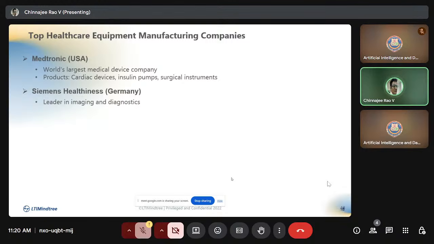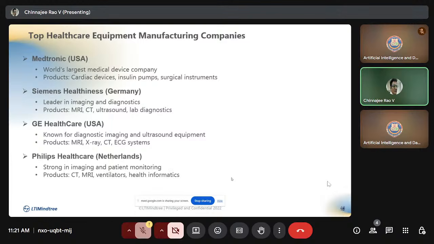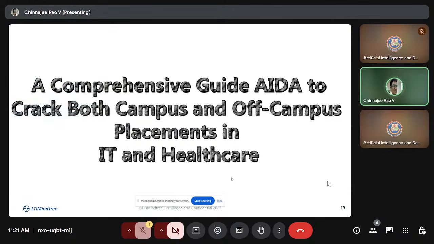They are leading imaging and diagnostic equipment like MRI, CT scan, ultrasound, and lab diagnostic tools. Then GE Healthcare, mainly for diagnostics and ultrasound: MRI, X-ray, CT, ECG, etc. Same way Philips, also CT, MRI, ventilators, healthcare. So these are some of the top companies. There are a lot of companies; I brought only the top ones.